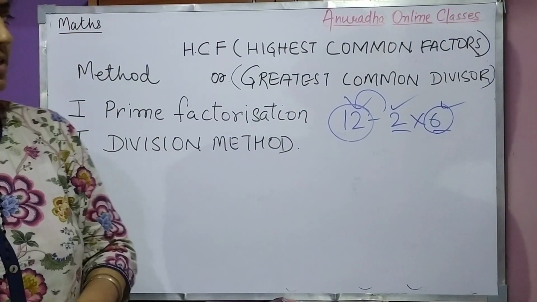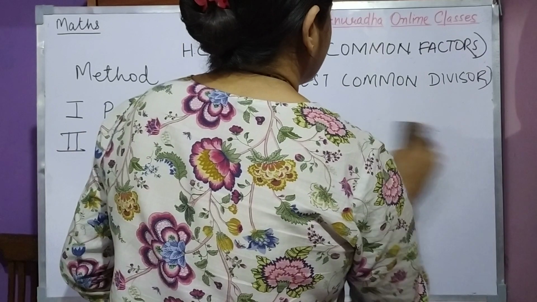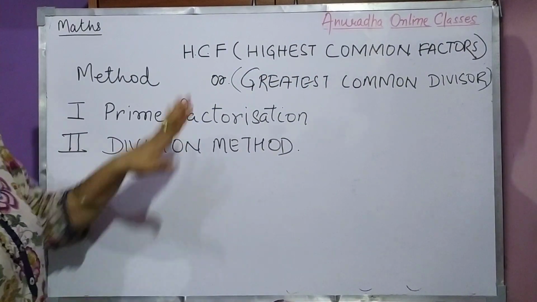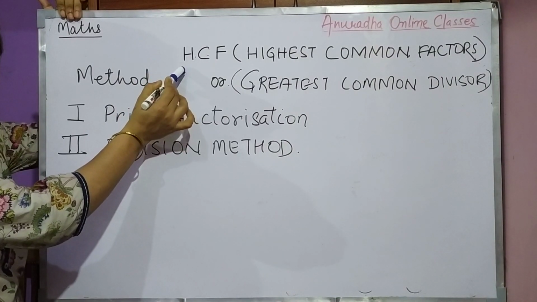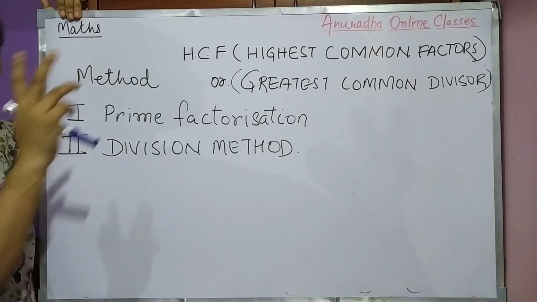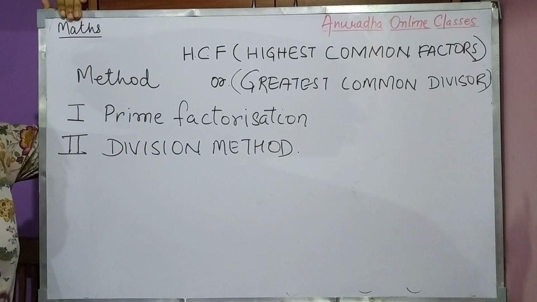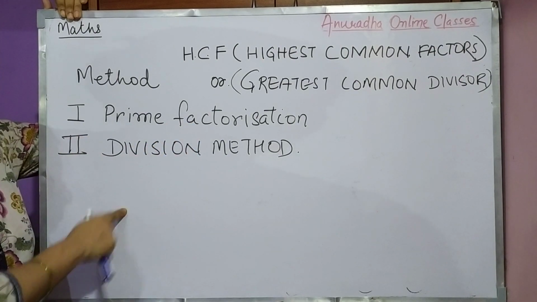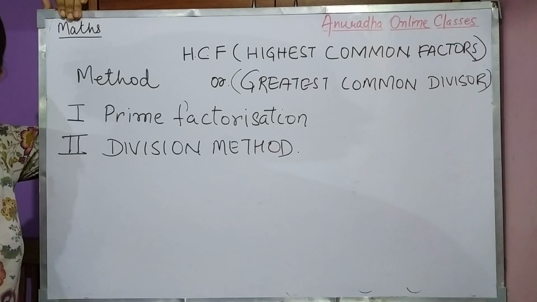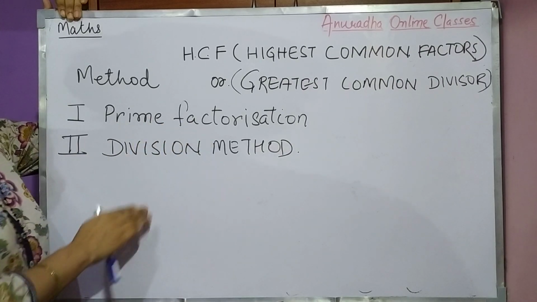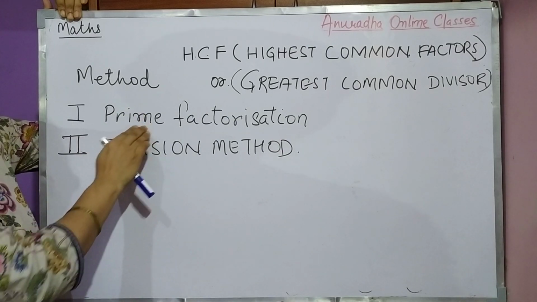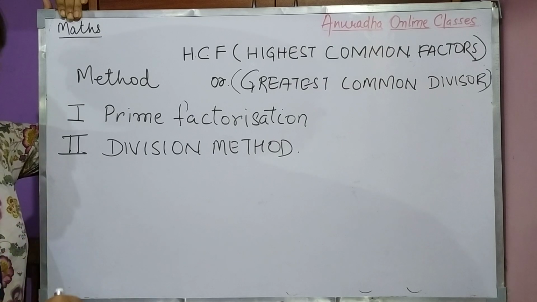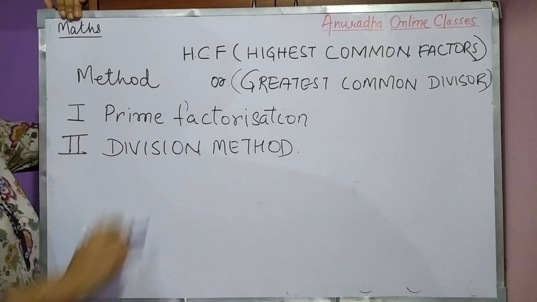So let us discuss this HCF. Whenever we are calculating HCF, we need some technique. The two methods that we are using are, first is prime factorization. We can find the HCF of two or more numbers by using prime factorization. And the second method is the division method. One by one I'll explain both. So let us come first to prime factorization.